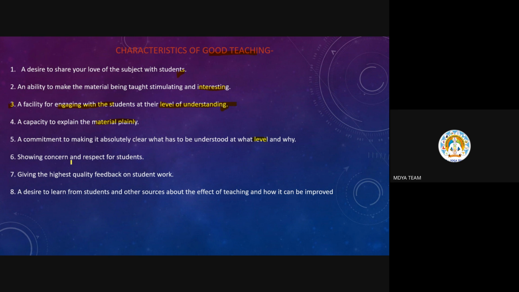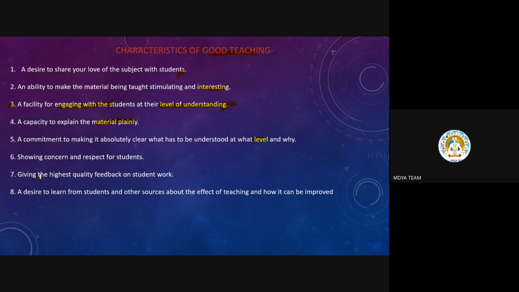Sixth, showing concern and respect for students. The teacher should not be very harsh with the students. He or she should try to think things according to the students. So there should be some concern and respect for students as well.